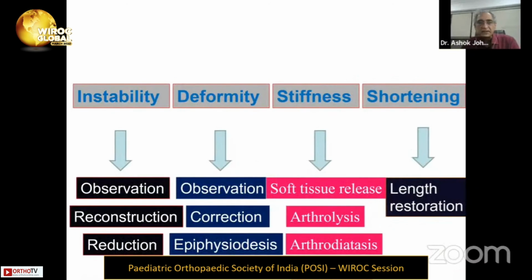So the major clinical problems and the solutions which I have put up: instability, observe, reconstruct, or reduce the trochanter inside the acetabulum; deformity, observation, correction of deformity, and sometimes an epiphysiodesis is required; stiffness, soft tissue releases, arthrolysis, arthrodiatasis, or an arthrodesis; and for shortening, we need to do a length restoration.